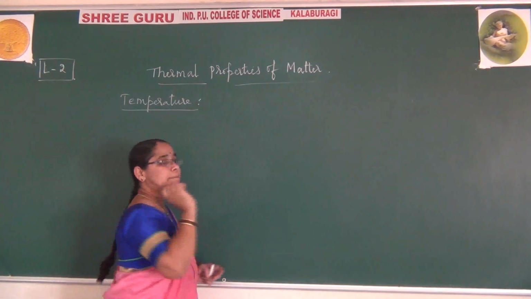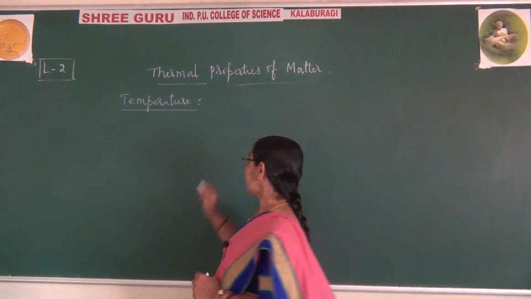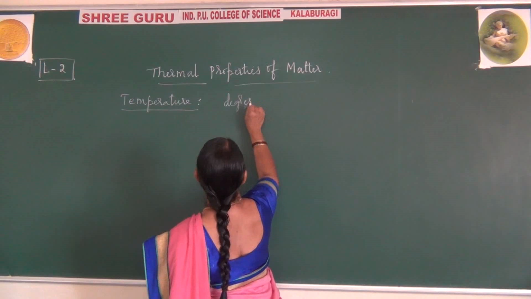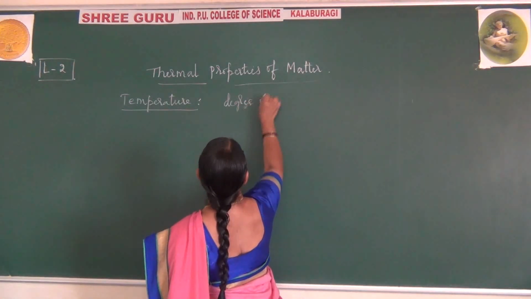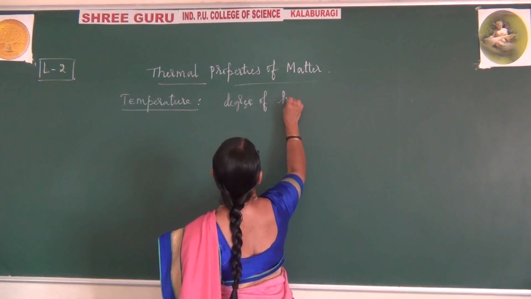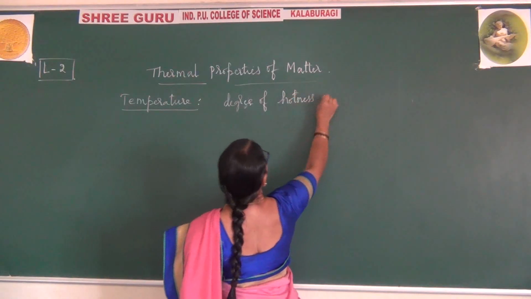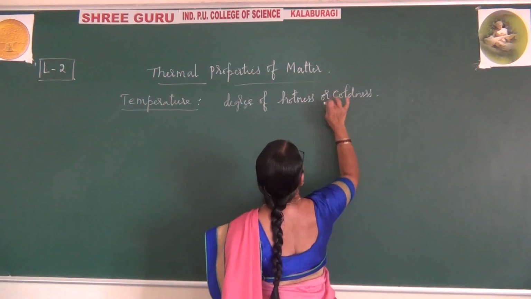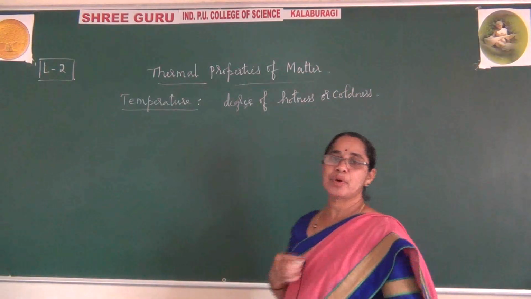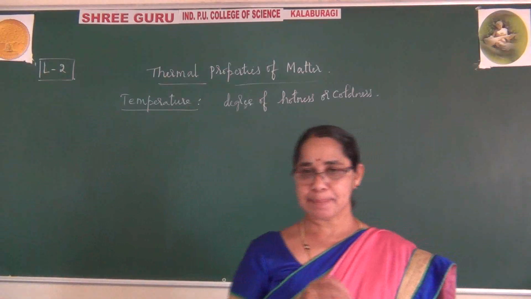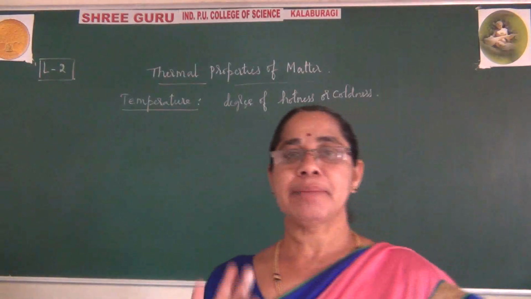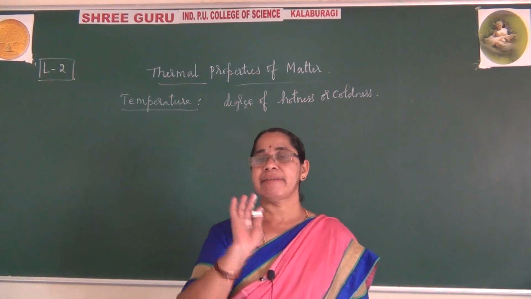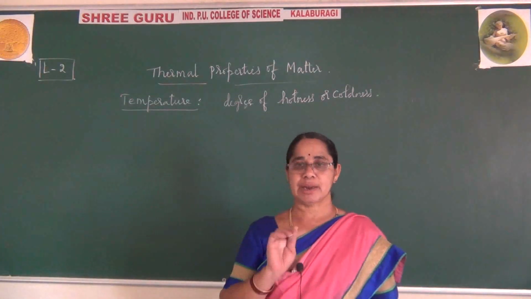First, let me tell you about temperature. What is temperature? Temperature is the degree of hotness or coldness of a body. So, the degree of hotness or coldness of a body is called temperature. You may sometimes feel confused about heat and temperature, so I will give one example today. For this you can observe.